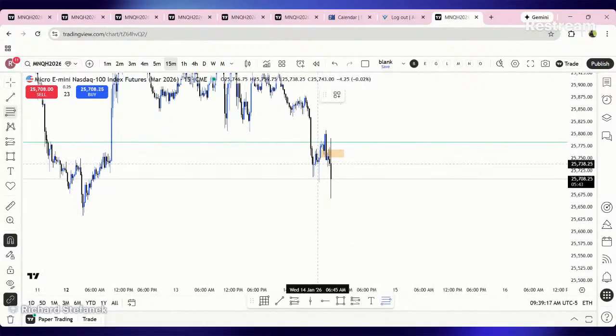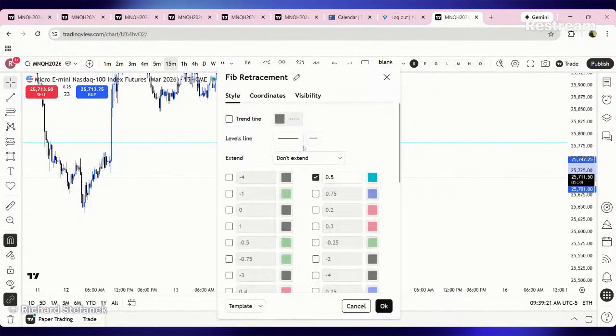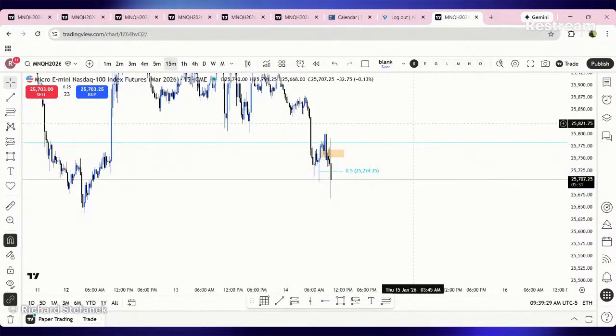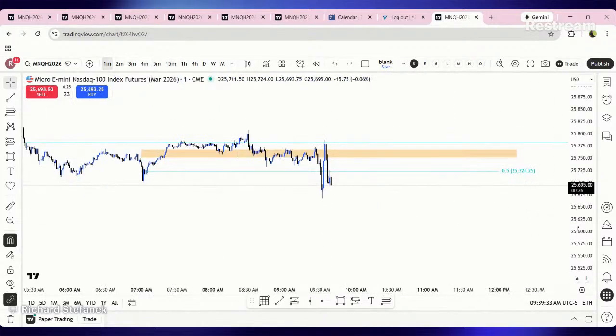See if we can close below the midpoint of this wick. I'd like to see it stay heavy there. See if we can't stay heavy and stay below it.